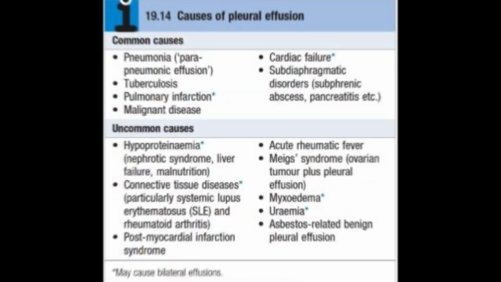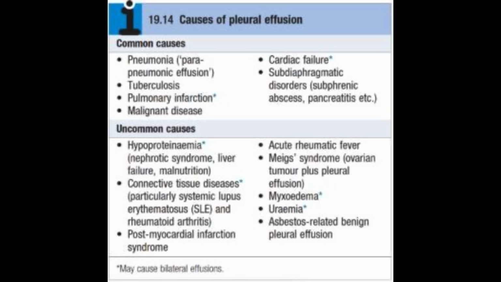The most common causes of pleural effusions are pneumonia, tuberculosis, pulmonary infarction, malignant disease, cardiac failure and subdiaphragmatic disorders. The less common causes are hypoproteinemia, in which nephrotic syndrome, liver failure or malnutrition is involved, connective tissue disorders, particularly systemic lupus erythematosus and rheumatoid arthritis, post-myocardial infarction syndrome, acute rheumatic fever, uremia, myxedema and abscess-related benign pleural effusion. Let's learn it in a detailed way.